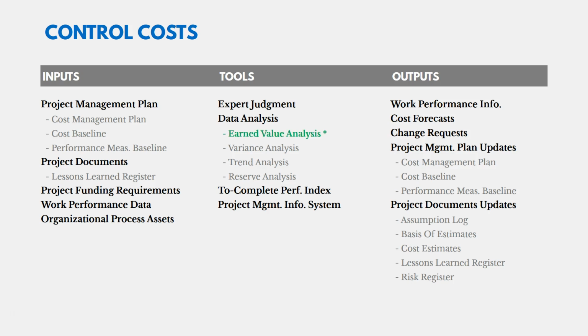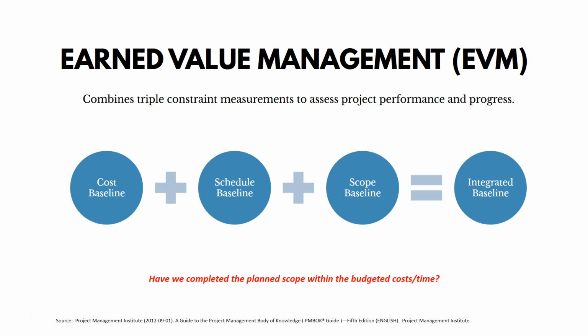So let's take a look at one tool in particular, earned value analysis. So this is combining triple constraint measurements to assess project performance and progress. So we're looking at the cost, schedule, and scope baselines all at once and coming up with an integrated baseline. And really what we're asking ourselves is, have we completed the planned scope within the budgeted costs and time? Think about the triple constraint in project management. It's like we're thinking about those all together and not separately.